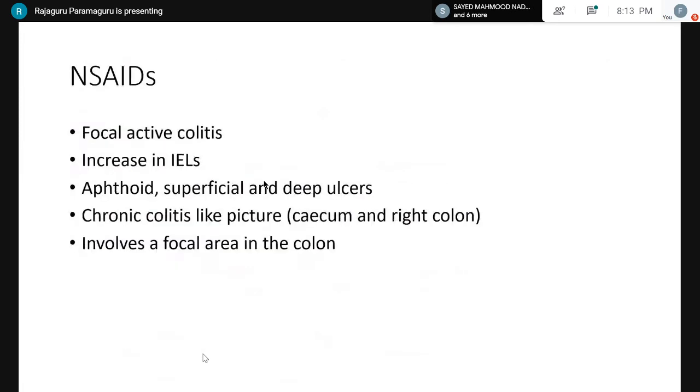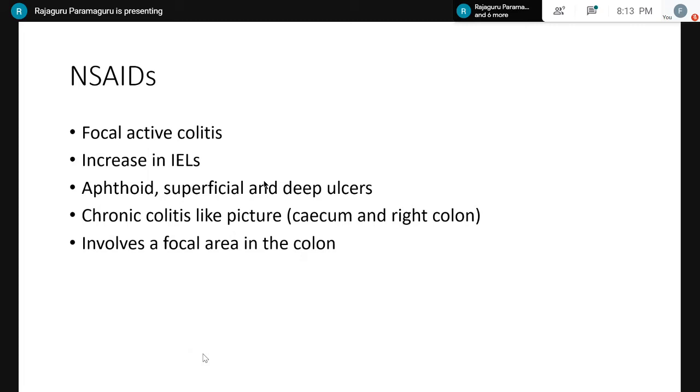NSAID intake can cause focal active colitis. As I said just before, it can cause an increase in intraepithelial lymphocytes. It can cause aphthoid, superficial and deep ulcers. It can cause a chronic colitis-like picture, mainly in the right colon. We should not get confused about whether it is Crohn's disease or not. Other features might really help.